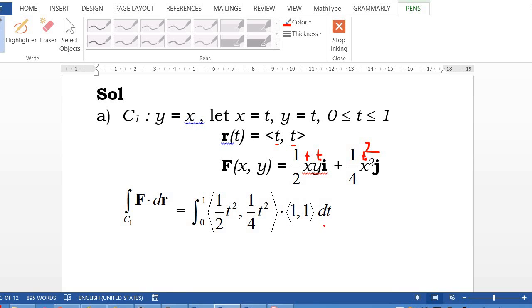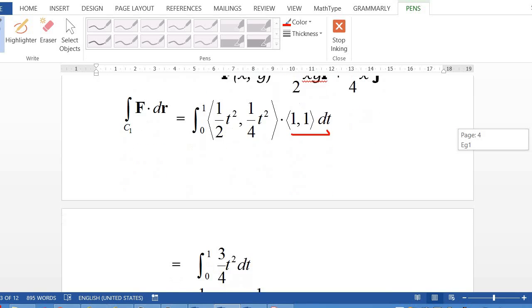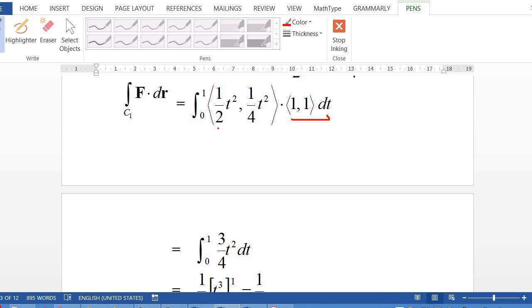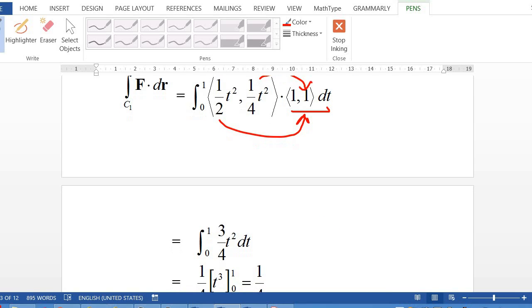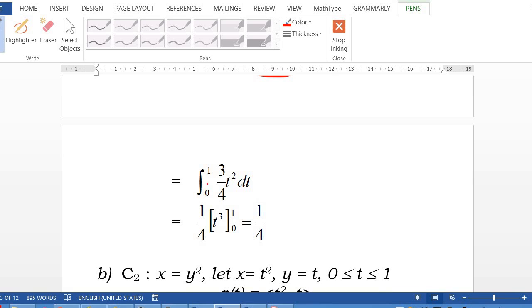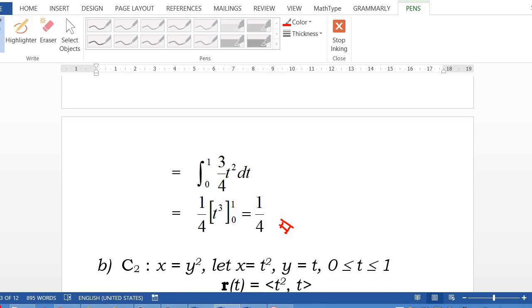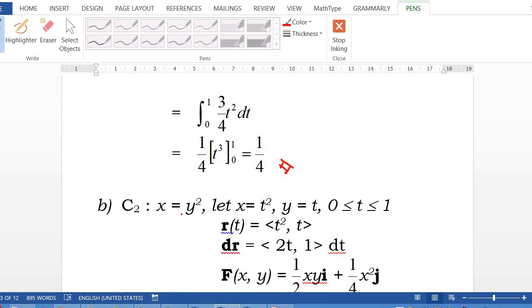Then you dot with the dr. From r(t), your dr in this case is 1 i and 1 j dt. Then you do the dot product: you have half t squared plus 1 fourth t squared, so the total is 3 over 4 t squared. Evaluate with respect to t from 0 to 1, and you get the answer 1 fourth.